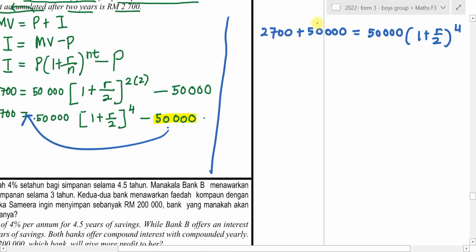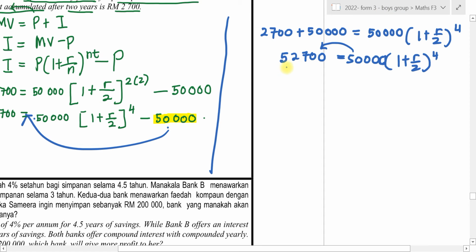Actually, you can do it in terms of factorization, but if you're not well aware, it will be difficult, so I'm afraid. So 50,000 plus 2,700, you're getting 52,700 equal to 50,000 times (1 plus r over 2) power 4. Now this 50,000, you bring here, but don't minus, because the 50,000 is multiplied with the bracket 1 plus r over 2 power 4.